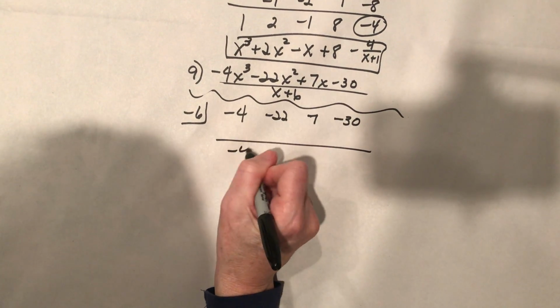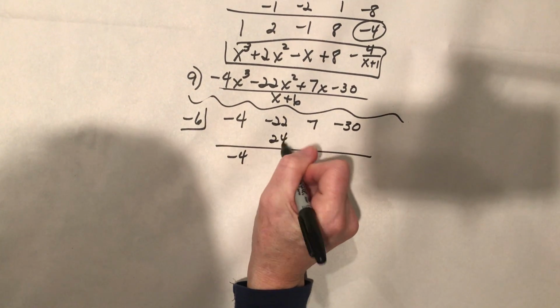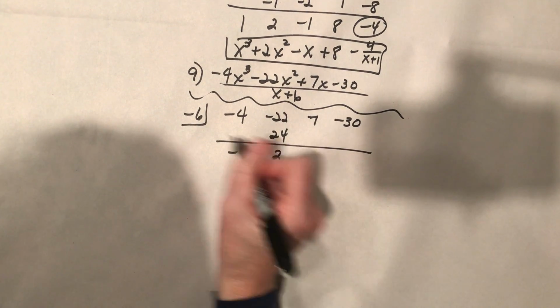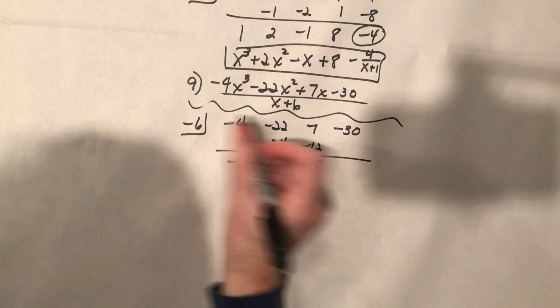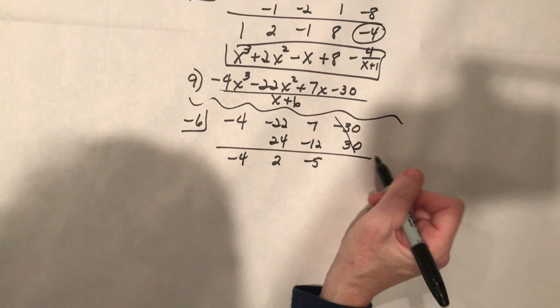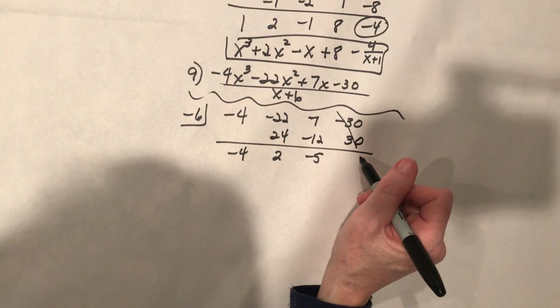Bring this first number down and multiply. Subtract. Multiply those two. Subtract. Multiply those two, and that zeroes out. That's wonderful. That means there's no remainder.